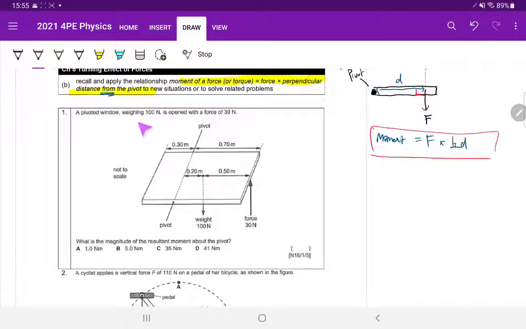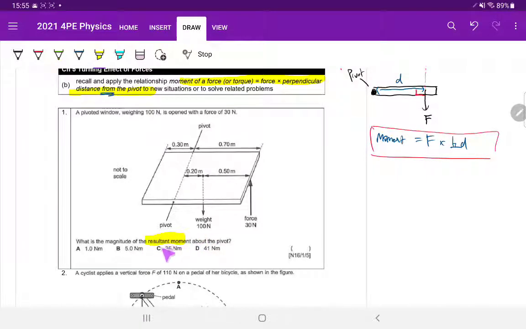A pivoted window weighing 100 newtons is opened with a force of 30 newtons. Note that the weight of an object always acts at the center of gravity, so the diagram shows the weight acting at this position. It's opened with a force of 30 newtons, so you push up here with 30 newtons. Everything's in the diagram. What is the magnitude of the resultant moment?